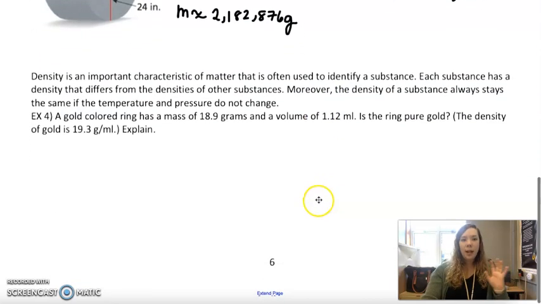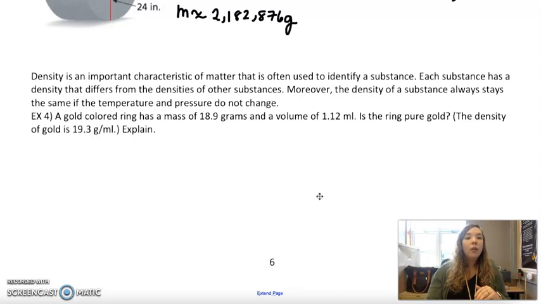All right, last one for this side, and then we'll move on to displacement. Density is an important characteristic of matter that is often used to identify a substance. Each substance has a density that differs from the densities of other substances. Moreover, the density of a substance always stays the same if the temperature and pressure do not change.